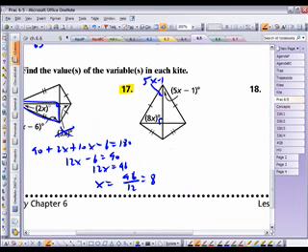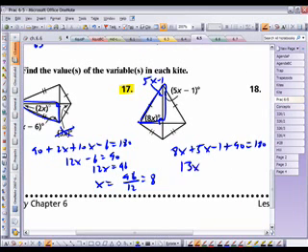So again, I can say 8x plus 5x minus 1 plus 90 is 180 by using this triangle here. And so that's 13x minus 1 is 191. Or, excuse me, I got a little ahead of myself. 13x minus 1 is equal to 90, so 13x is 91. So x is 91 divided by 13, which is going to be 7.